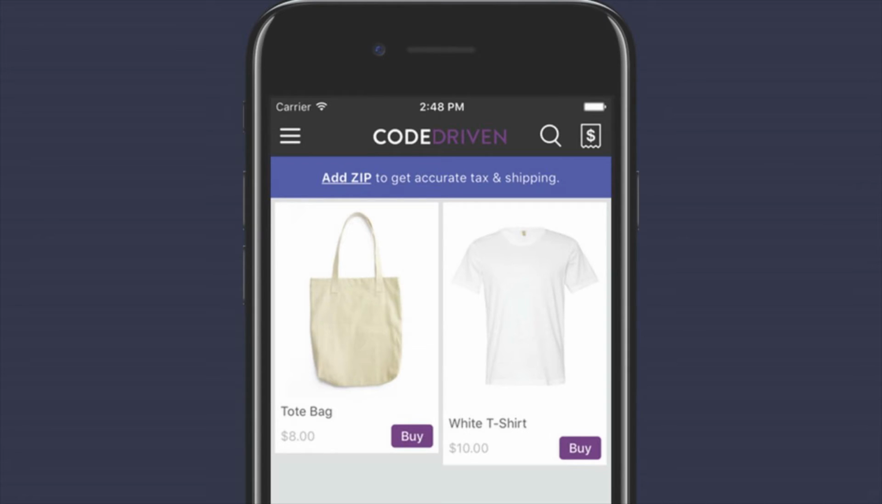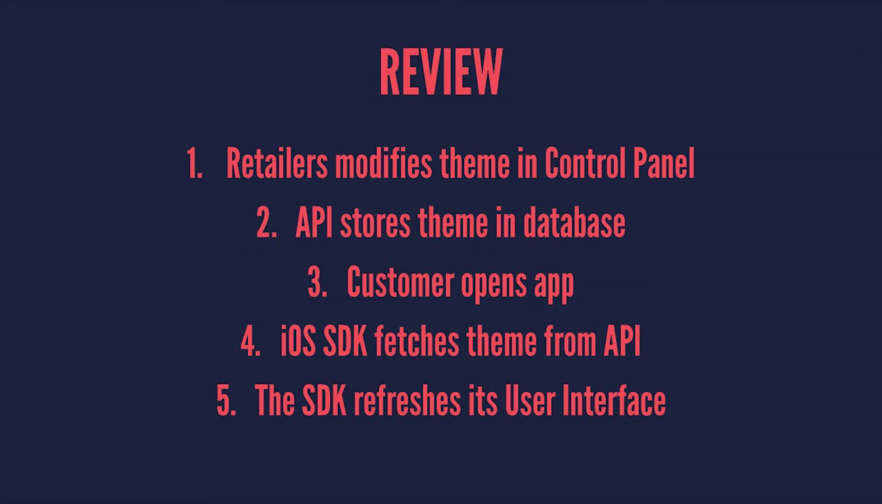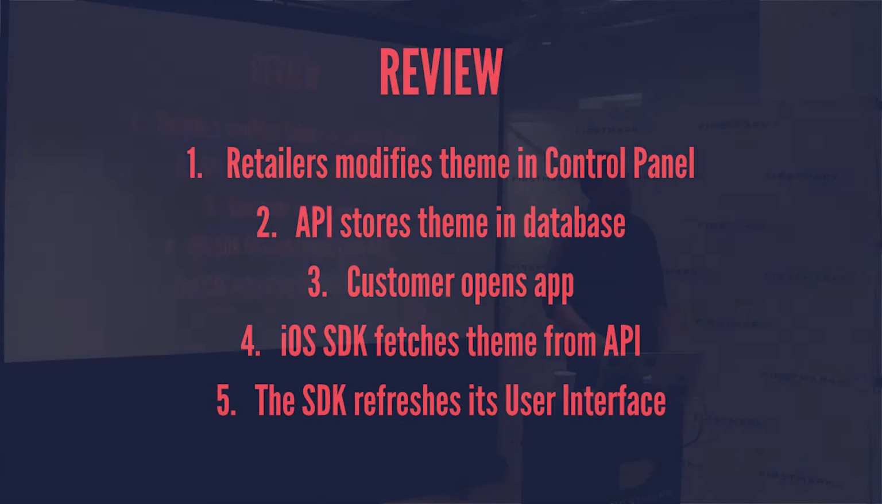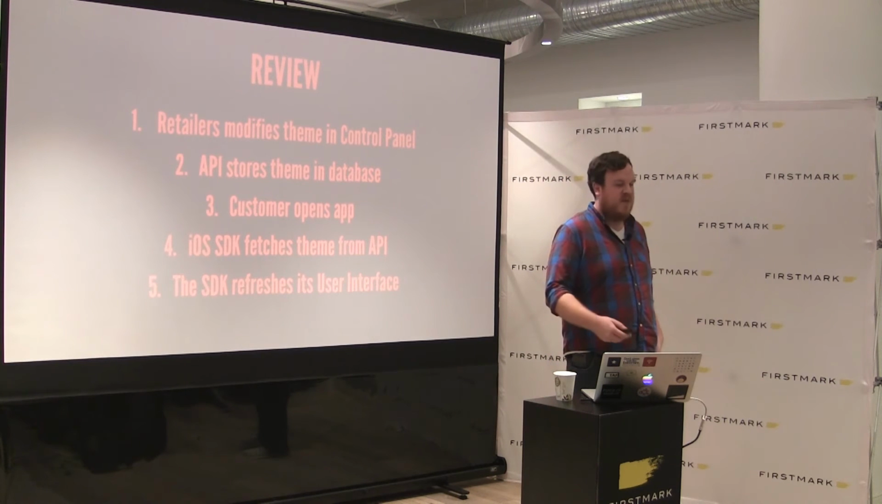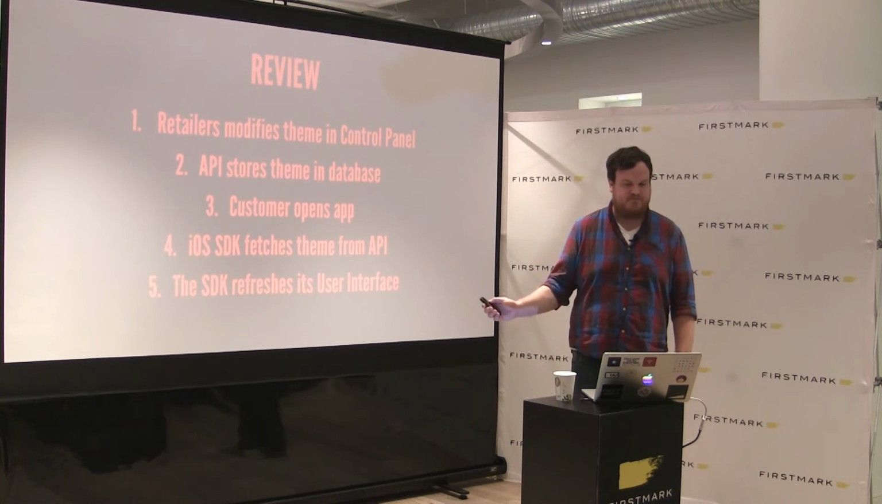We've got our grid of products, the code-driven logo up top. The navigation buttons are white on a black background. The banner color is blue. The buy button is purple to match the logo. So overall, the retailer modifies the theme in the control panel. The API stores that theme in the database. Customer opens the app via the iOS SDK, fetches the theme from the API, then the SDK refreshes the user interface.